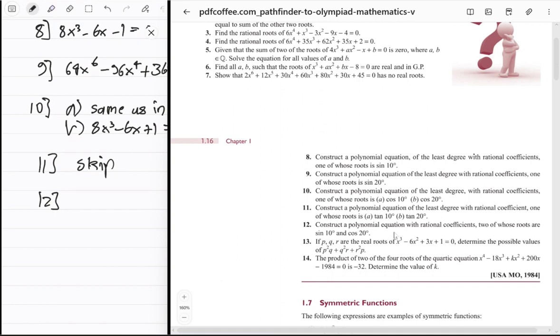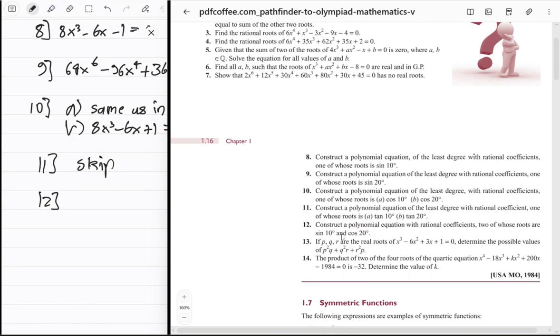12th. Construct a polynomial equation with rational coefficients. Two of the roots are sine 10 degree and cosine 20. Didn't we already do that? Cosine 20 degrees? Oh, okay. Two of the roots. So, right. That's interesting. So wait, sine of 10 degree, that is, oh God. Oh, that's not good.